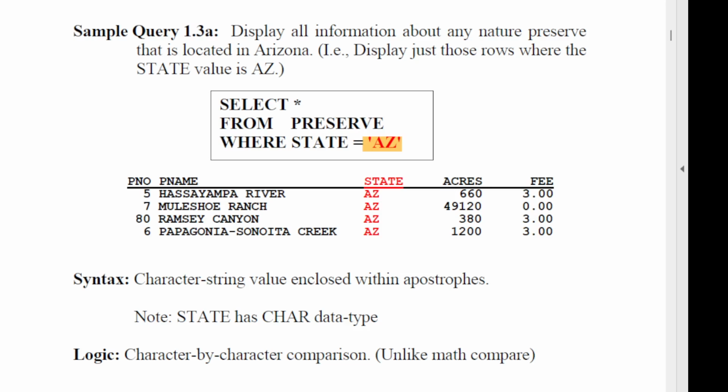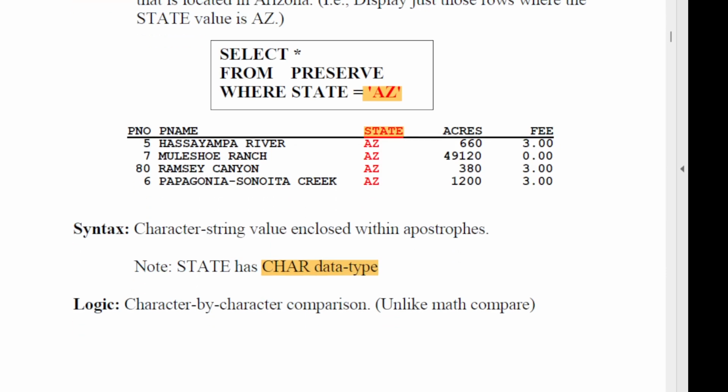The result shows the 4 rows corresponding to the state of Arizona. So we get all columns, but just those 4 rows. So this is another restriction. We note that the state is a CHAR, a fixed length data type. More on that later on. And we note that unlike a numeric compare, this is a character by character comparison, not based upon some mathematical comparison, where you can just look at the value without regard to the format.